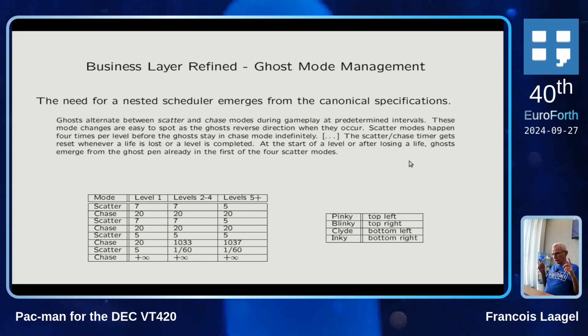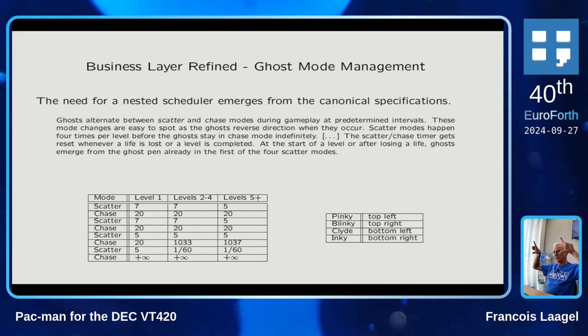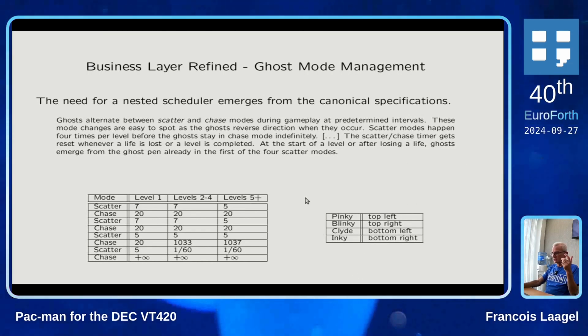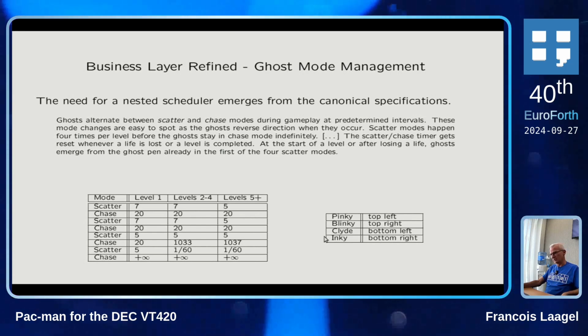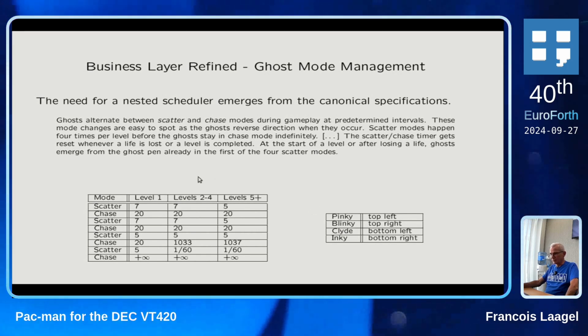More business layer. The game designers spent a lot of time on the rules, and they decided to alternate between phases of scattering, so the ghosts converge toward the home corners, which are at every corner of the maze here. Pinky is the red one, Blinky is the cyan one, Clyde is the blue one, and no, that's not the correct order. Anyway, they each have a name and specific moving policies.